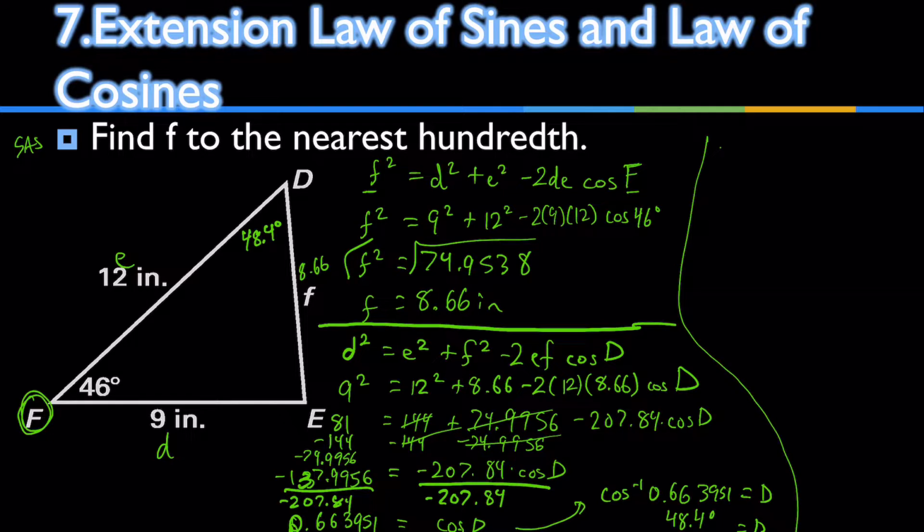And then to find angle E, just subtract from 180. Subtract the 46, subtract the 48.4. So angle E is about 85.6 degrees. We now know everything, all the sides and angles on that triangle.